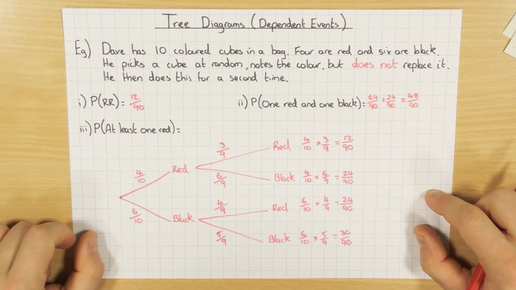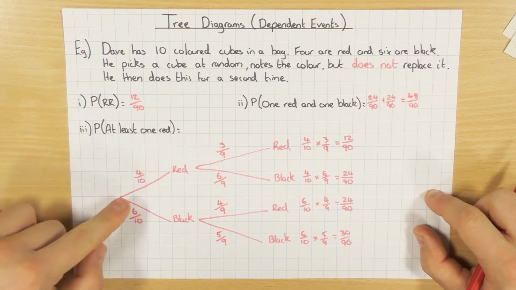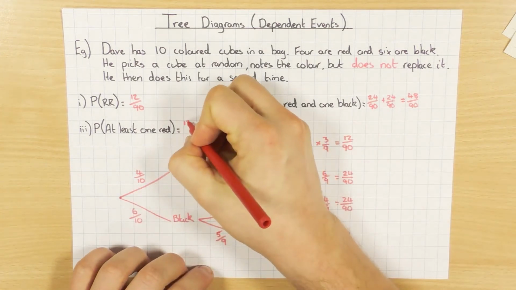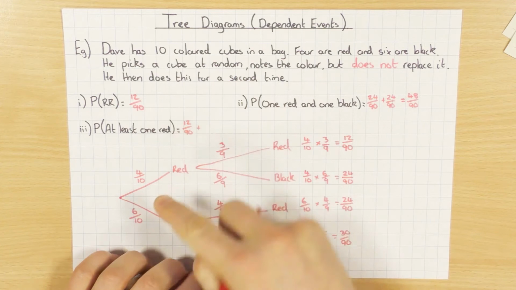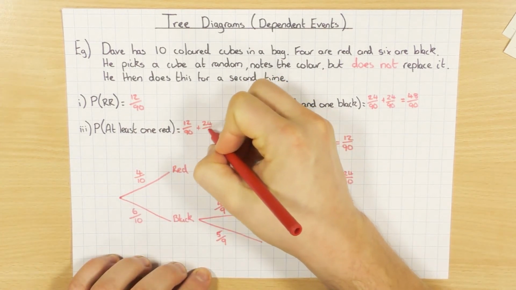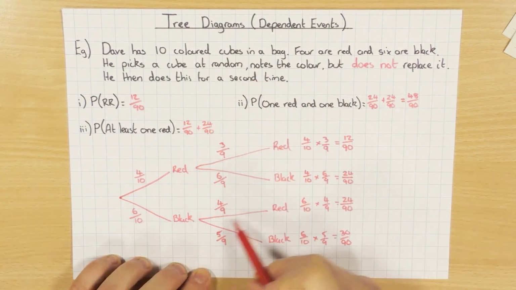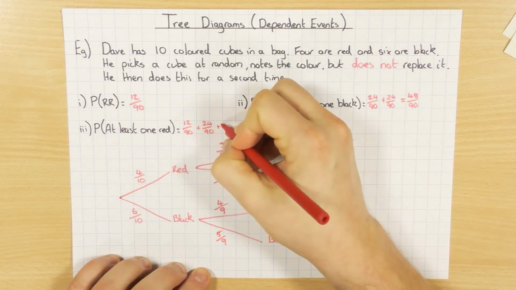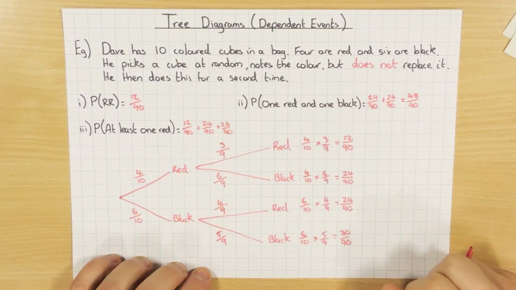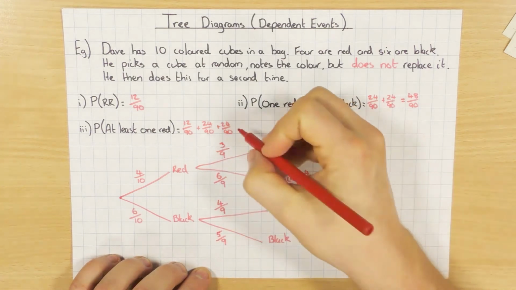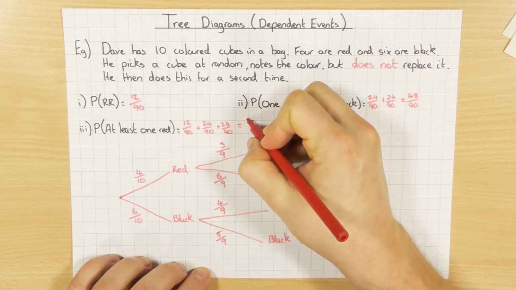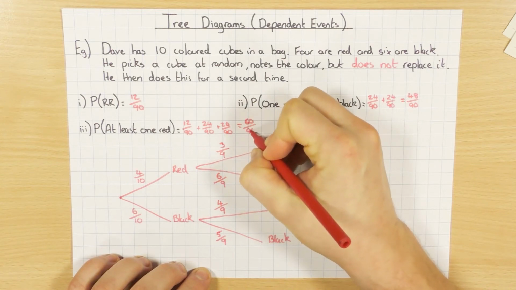And this one here, at least one of them is red. So again, go across the branches. Red, red: well, yep, one of them is at least red, so I can include that one. Red, black: again, at least one of them is red, so 24 over 90. Black, red: again, another 24 over 90. And then black, black: obviously one of them isn't red, so I don't include that one. So if I add these all up, 12, 24, and 24, I should have 60 over 90.